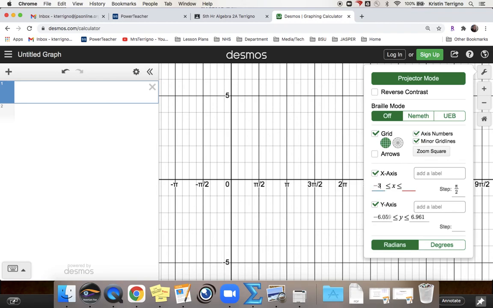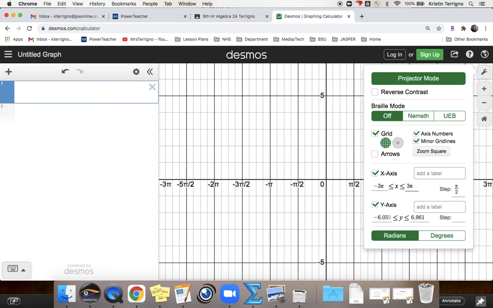So I'm typing in -3, and then when I want to type pi, I know you can't see what I'm typing, but I'm just typing the word pi, P-I, and it'll automatically show up there. And then I'm going to make it go up to +3 pi. You'll see that now my x-axis is numbered that way. And then in the step position, that's what do you want it to count by? I have it set to count by pi over 2.